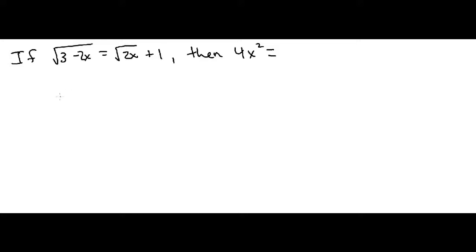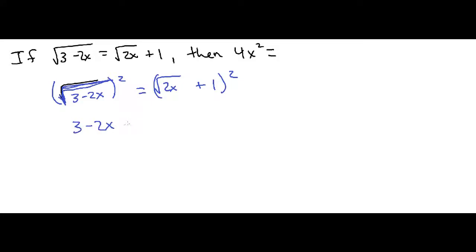So the first thing I'm going to do is try to get rid of these radical signs. So if I have 3 minus 2x, and I'm going to square that, equals root 2x plus 1 squared. On this left-hand side, anytime you have a radical sign squared, they're basically just going to cancel each other out and you're going to be left with what's on the inside.